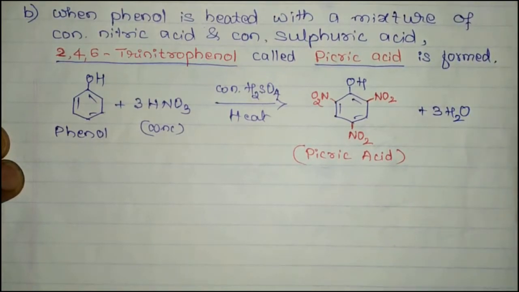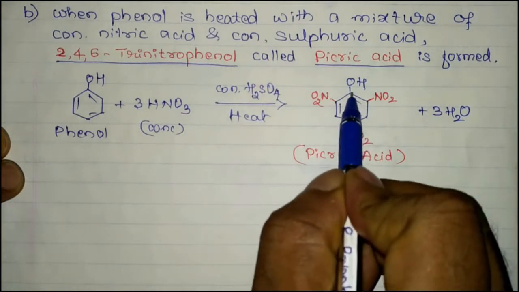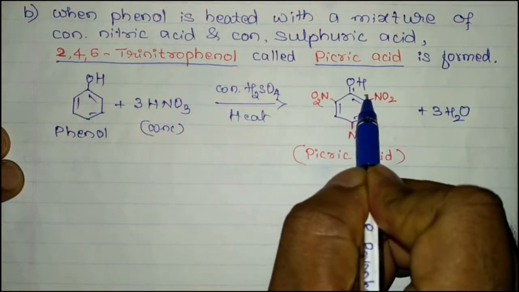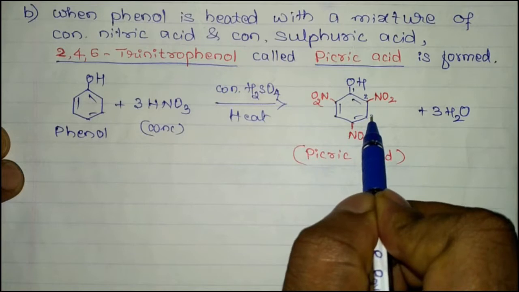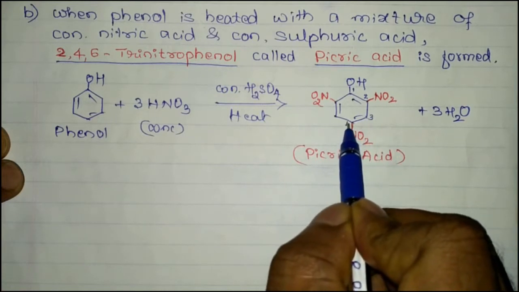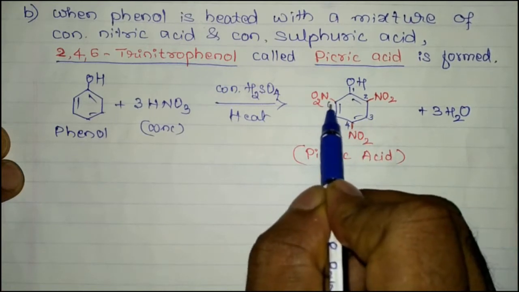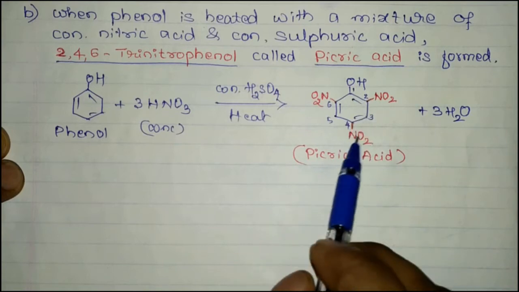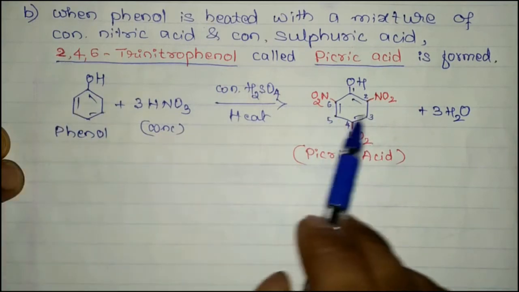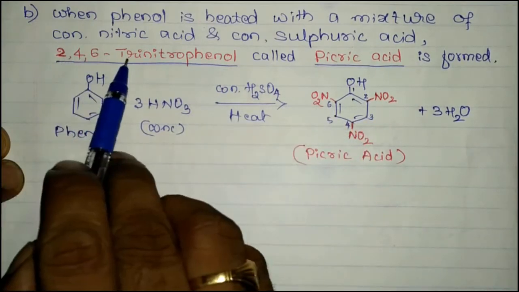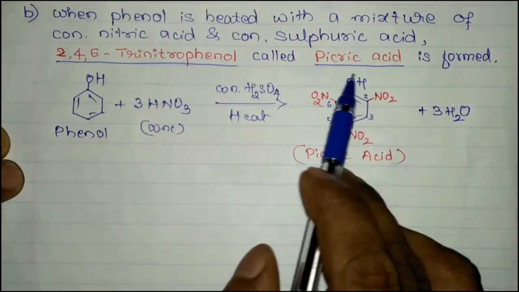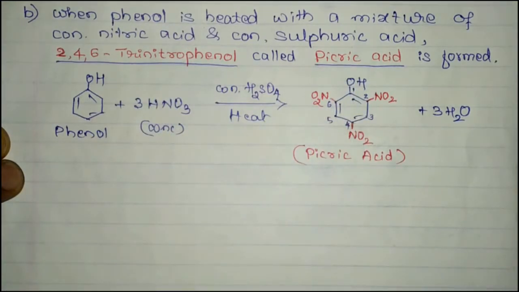If strong conditions are used, all three positions 2, 4, 6 are substituted with nitro groups. This moiety is phenol. You are going to get 2,4,6-trinitrophenol.